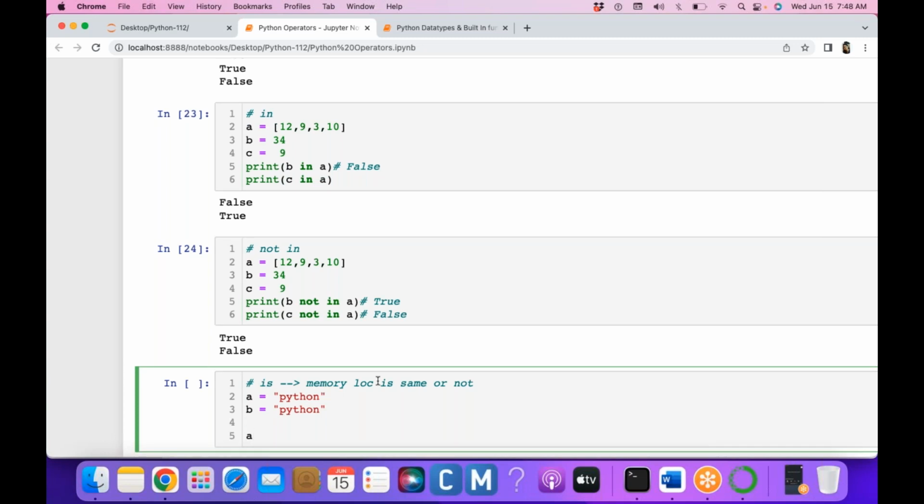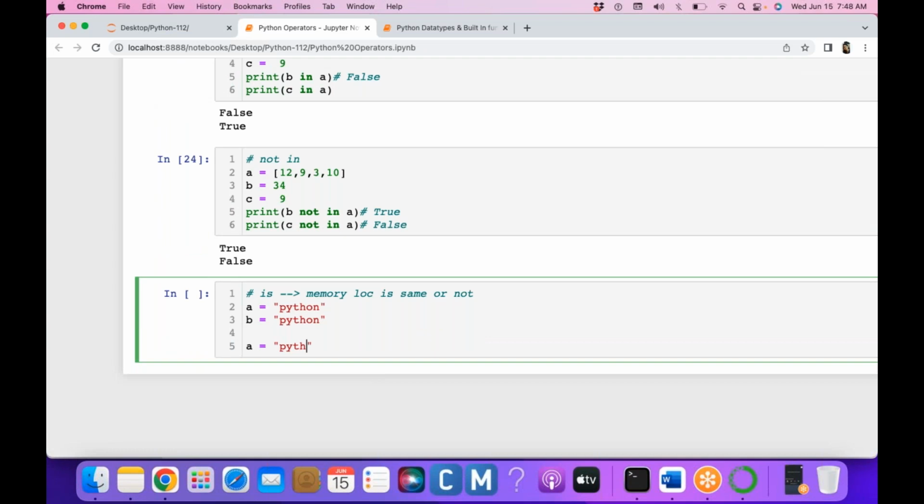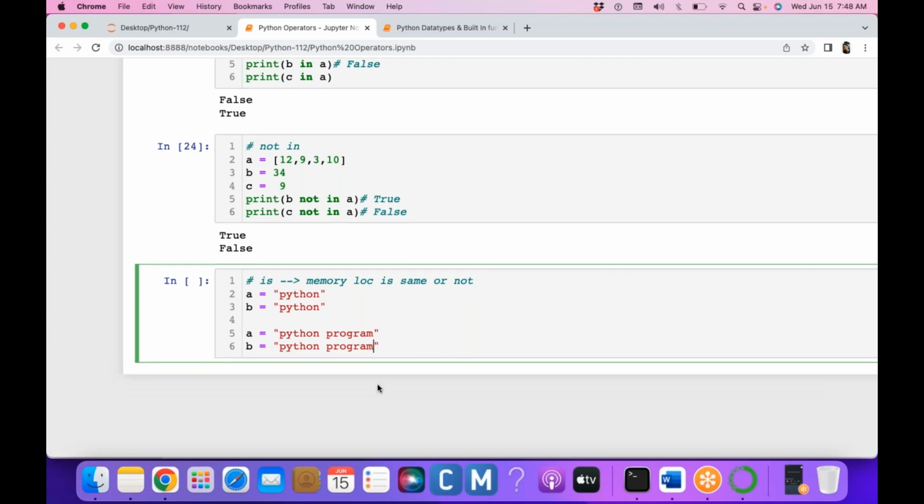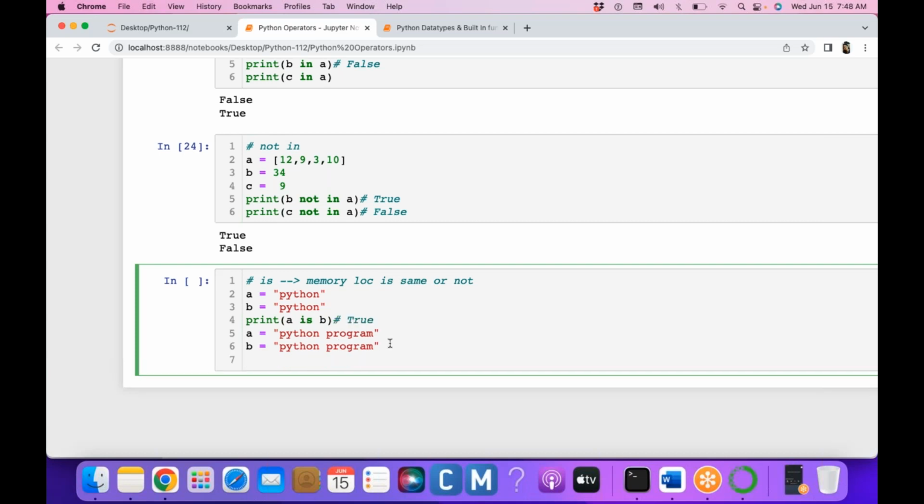Meanwhile, A equal to Python program, and B equal to Python program as well. In this situation, every character is the same. If I go with A is B in the first case, it returns true because the A memory location and the B memory location are both the same. But when you go with the next one, A is B, here the memory locations are different, so it returns false.